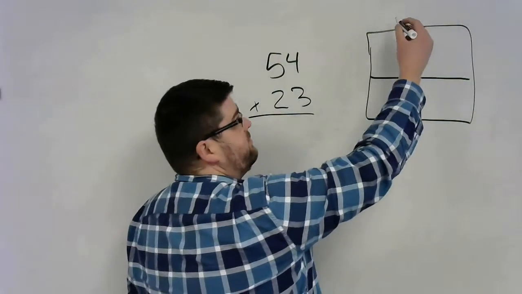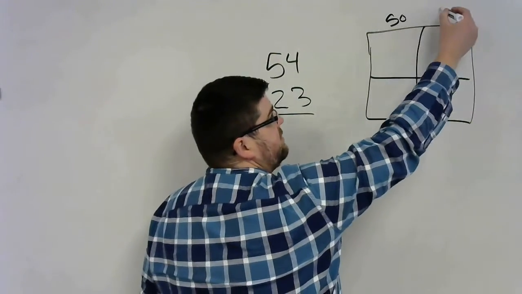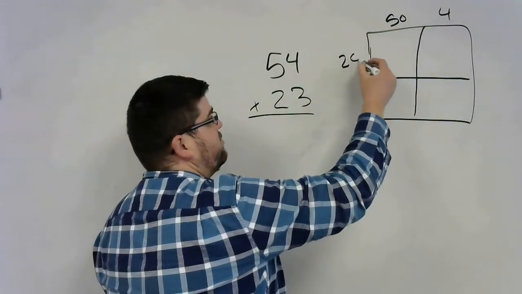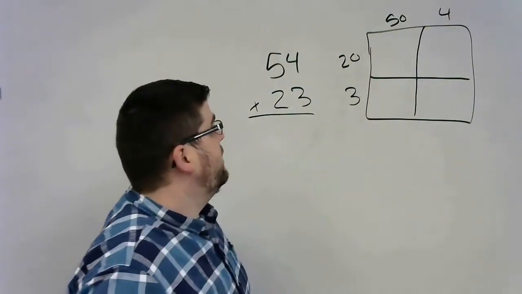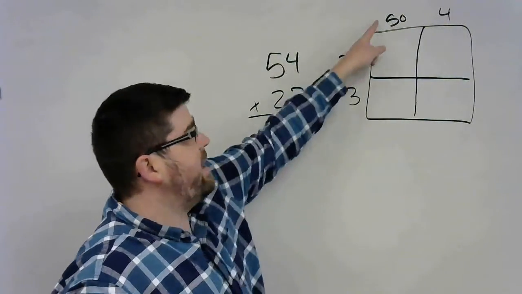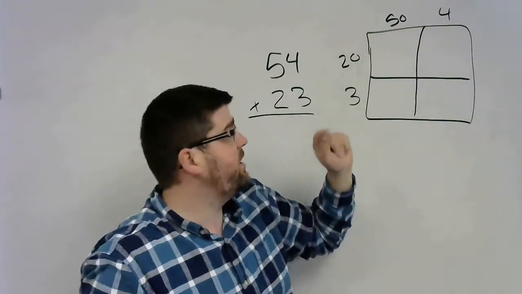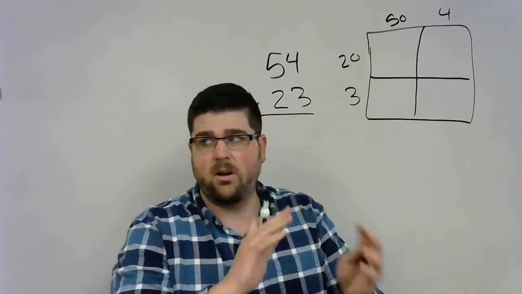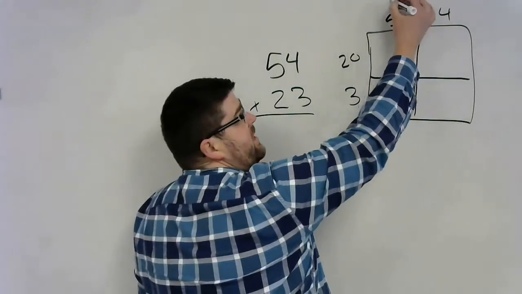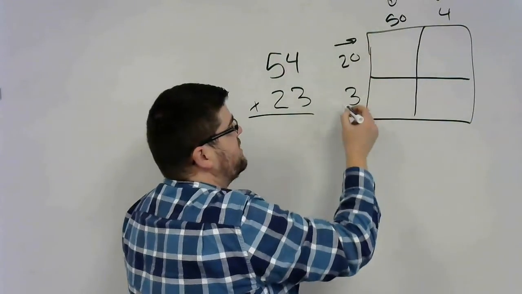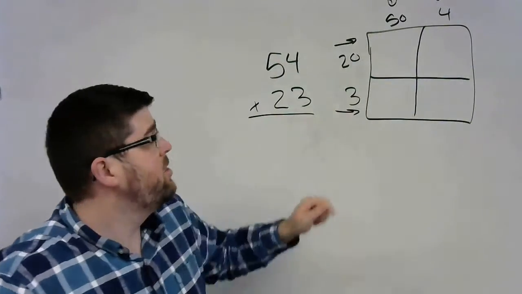So I know that 54 is the same thing as 50 plus 4, and I know that 23 is the same thing as 20 plus 3. Now, this number can go on the side and that number can go on top. It doesn't matter as long as the 50 and 4 stay together and the 20 and 3 stay together. They can go on either side. These ones on the top multiply down. These ones on the side multiply across.